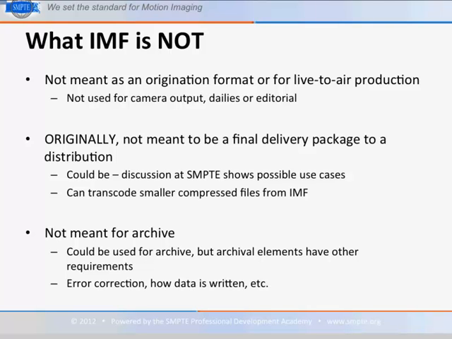And of course, for IMF, the idea was always that you could create other tapes from it, you could create other smaller compressed files from it. So it was always meant to be this interim mezzanine file format that you could create other stuff from. It had to be high enough quality, of course, in order to create those other downstream file formats and tapes. Also, IMF is actually not meant for archive. What we mean by that is that archive elements usually require other parameters such as error correction or how the data is written so that you can read it back in about 100 years from now. We weren't trying to solve all of the problems with archive.